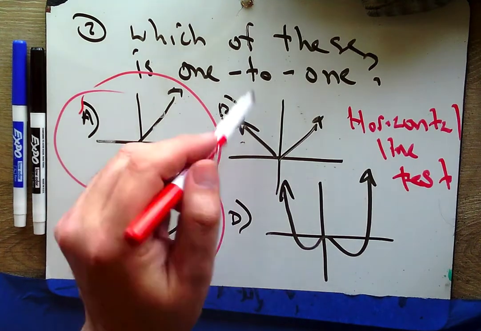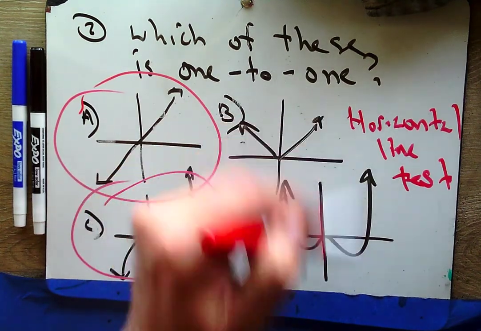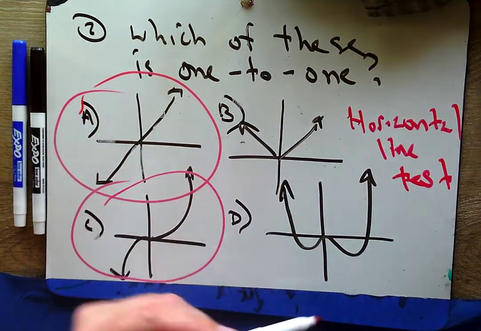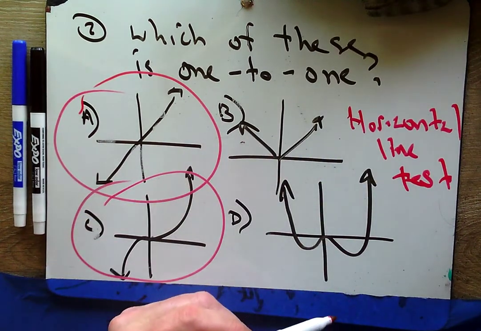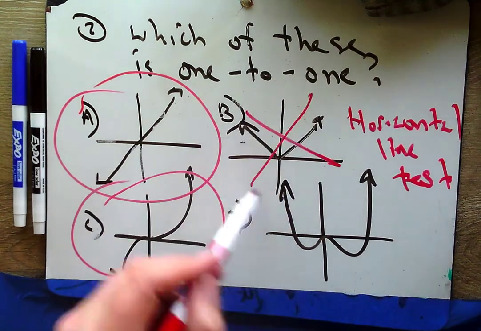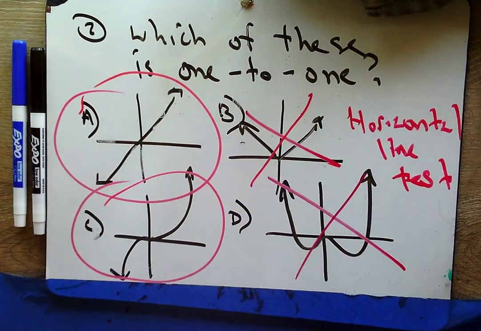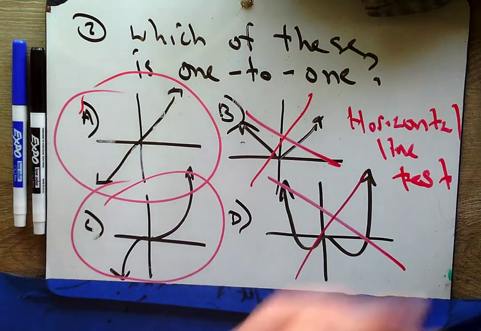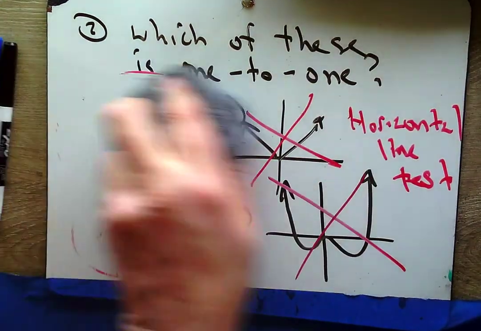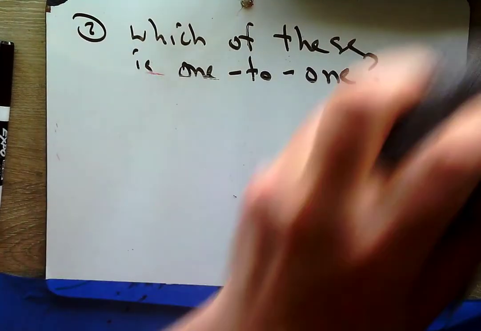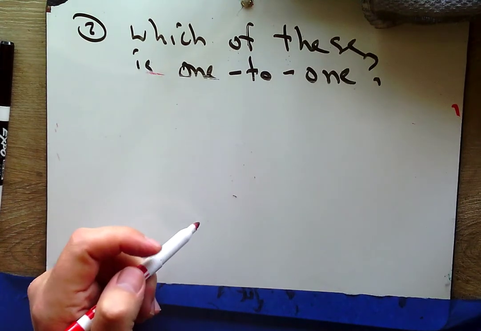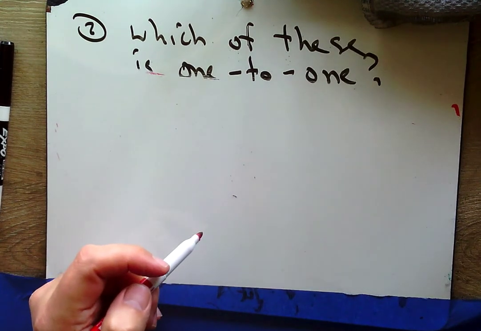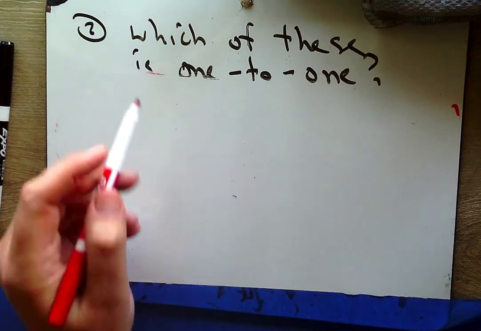This one and this one, they both pass the vertical line test. These are functions over here, but they fail the horizontal line test. And so these are not 1 to 1, which means these do not have an inverse unless we restrict the domain to include that. Okay. I was going on for a moment there about inverses.